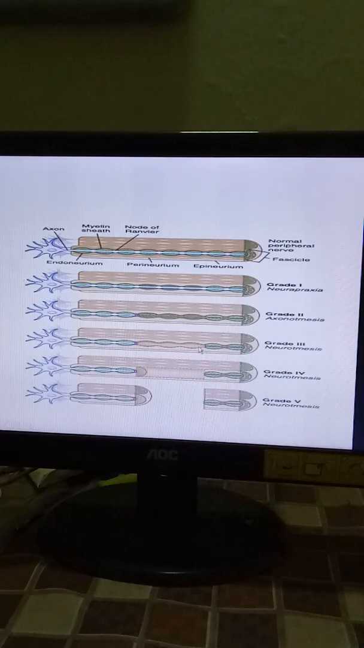Now this neurotmesis can run through three patterns: one in which the sheaths are intact and the axons are destroyed; the second one, grade 3 neurotmesis, where there is a destruction of the neurons and its myelin sheath; and the grade 4 neurotmesis, where there is a complete severance of the nerve. So we have three grades of three types of axonal neuropathies: neuropraxia, axonotmesis, and neurotmesis.